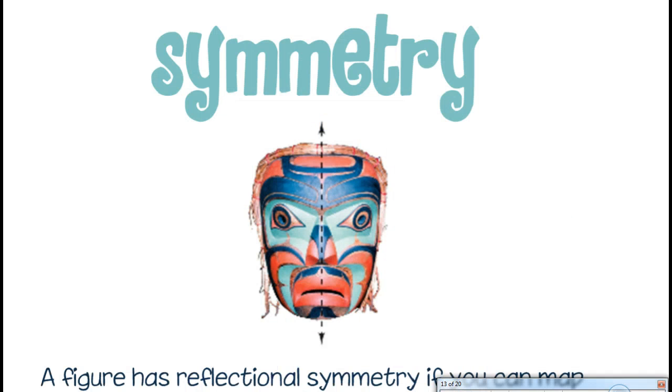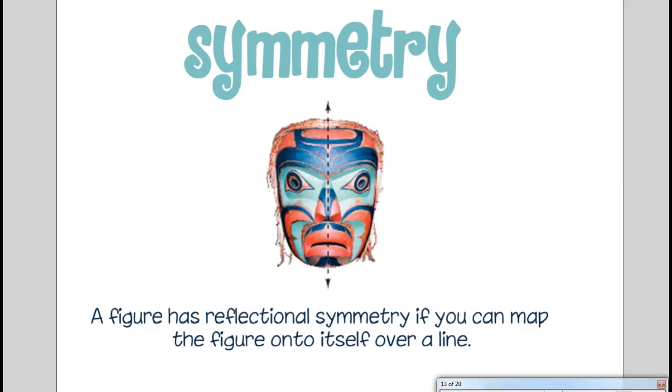Okay, the next thing we need to talk about real quick is symmetry, because symmetry goes perfectly with reflections. If an object is symmetrical, then that means that you can map every point onto itself. So that means if I were to look to the left of this dotted line, it would be identical to the right of the dotted line, right?